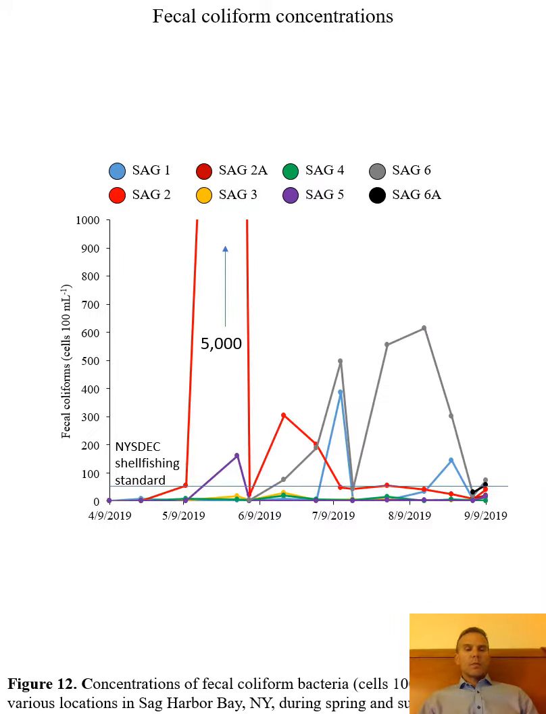These are measures of fecal coliform. The DEC would tell you levels should always be below 49 for a region to be permitted for shellfishing. We did see several samples from earlier in the year that were well above that within Sag Harbor, near the buoy, near the sewage treatment plant outfall.